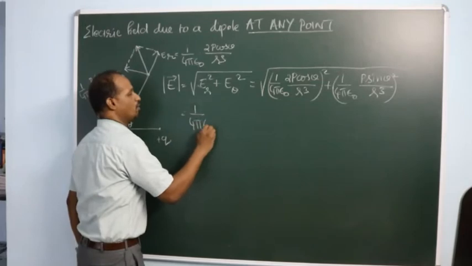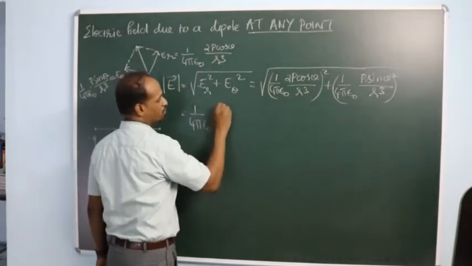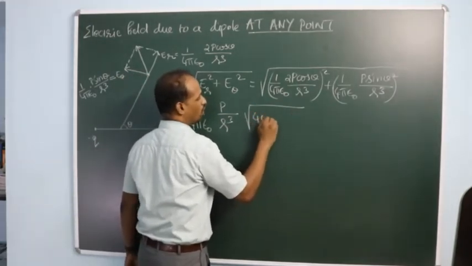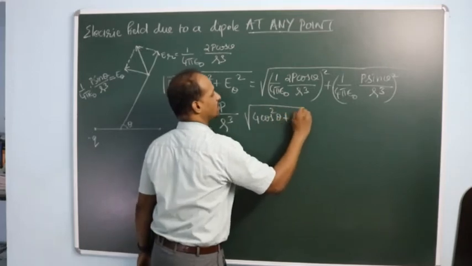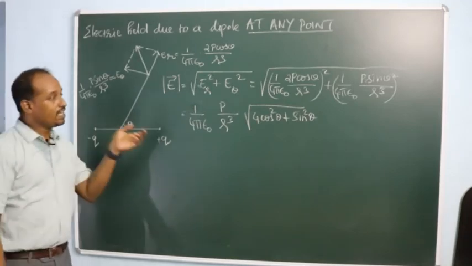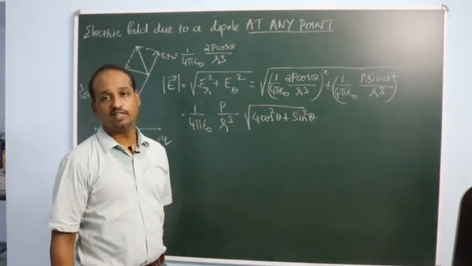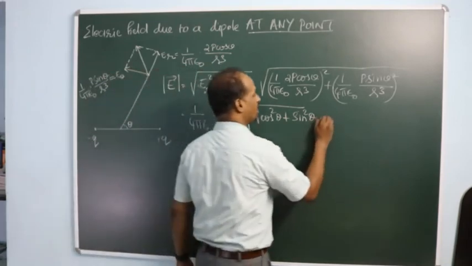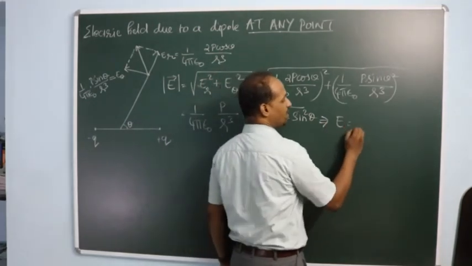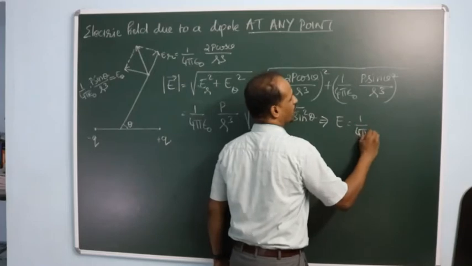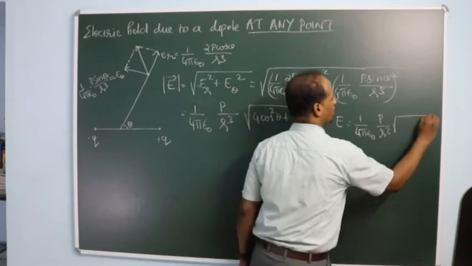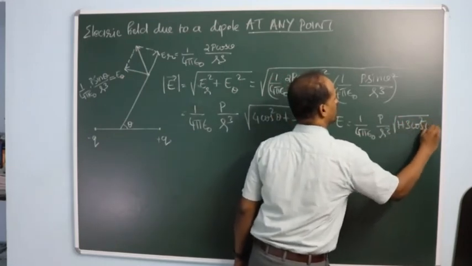When you take the constant out, 1 by 4 pi epsilon naught whole square comes out of the root as 1 by 4 pi epsilon naught. P and r cube can also be taken out. What you will have is root over 4 cos square theta plus sine square theta. We can write 4 cos square theta as 3 cos square theta plus cos square theta, and cos square theta plus sine square theta becomes 1. So the net electric field is equal to 1 by 4 pi epsilon naught P by r cube, where P stands for the electric dipole moment, into root over 1 plus 3 cos square theta.